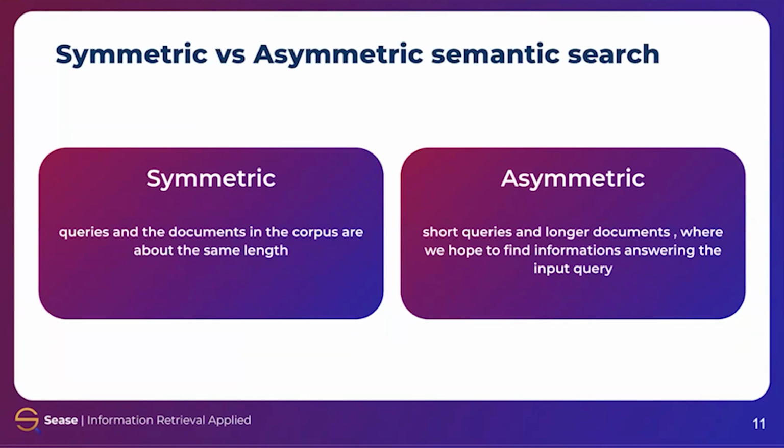During the work, I split into two main categories. One is symmetric semantic search, which is useful when I'm searching queries among queries, so queries and documents are almost the same length. Instead, in asymmetric semantic search, we are dealing with short queries and longer documents. The problem is that short queries are way less semantically rich in context, while it's the complete opposite when looking at documents.